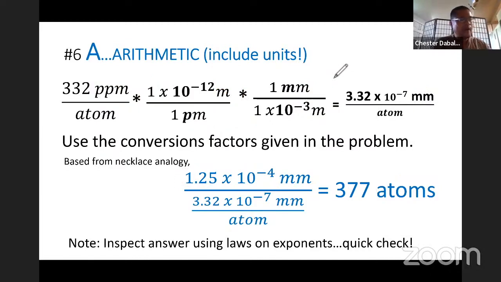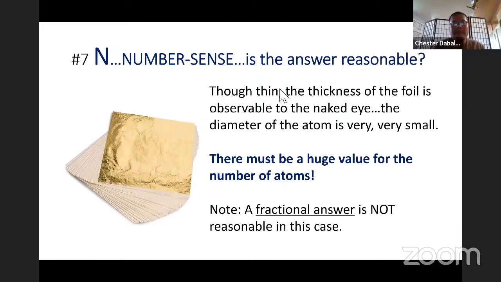So now, airplane, where are we? A, we're at N already. Okay, N. What is this N? This is called number sense. Is the answer reasonable? So what does this mean?